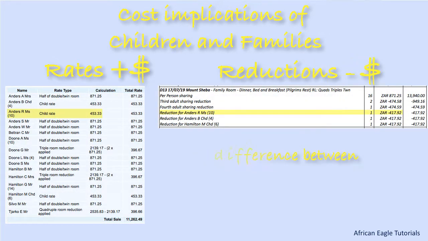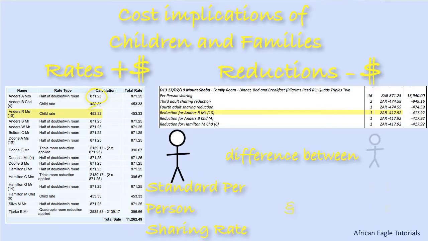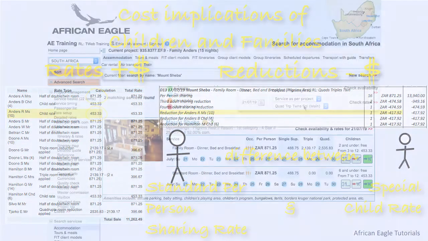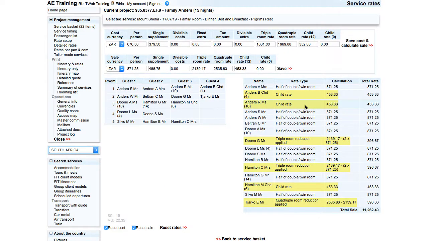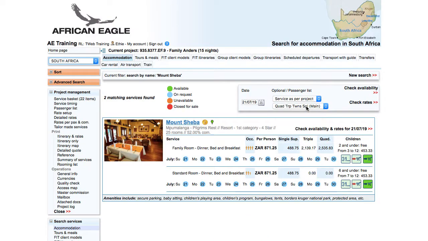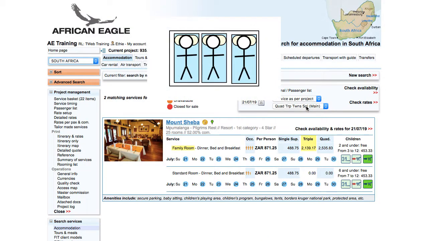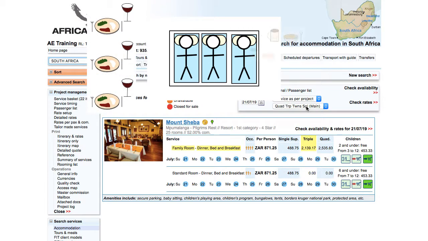Reductions are the difference between the standard per person sharing rate and the special rate, as we saw in the first two videos on children and families. In the search engine, for example Mount Sheba, for a triple room, a quadruple room, and a child of a given age bracket, a specific rate may be available and applicable to a project under certain conditions, as can be seen in service rates. For a triple room, the rate is for 3 people sharing a room and participating in all services. For example, for Mount Sheba, dinner, bed and breakfast, 3 dinners, and 3 breakfasts.